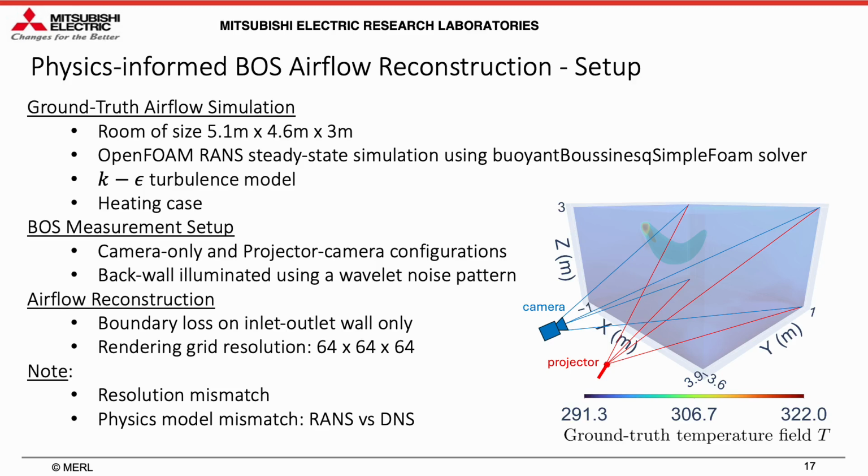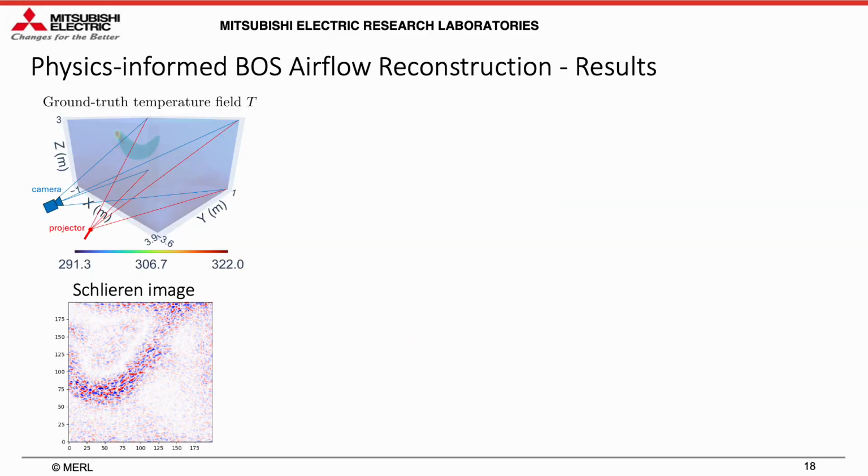The airflow reconstruction assumes that we have full knowledge of the boundary wall. Basically, it's the wall where the inlet and outlet are located. And we render the reconstruction on a 64 cubed grid. So overall, we have a resolution mismatch in this problem, as well as a physics mismatch, since the actual OpenFOAM simulation runs RANS, whereas the reconstruction uses an approximation of the Navier-Stokes equations.